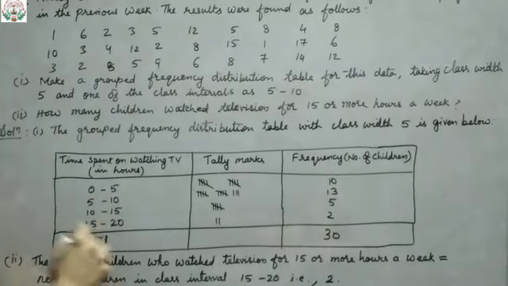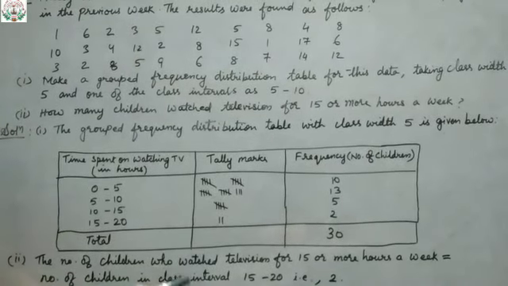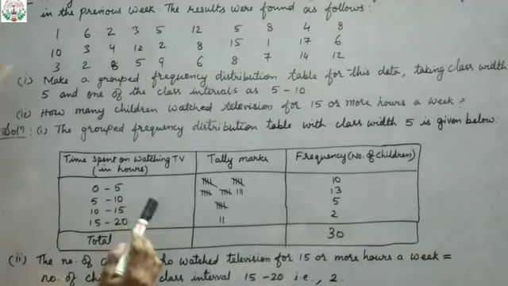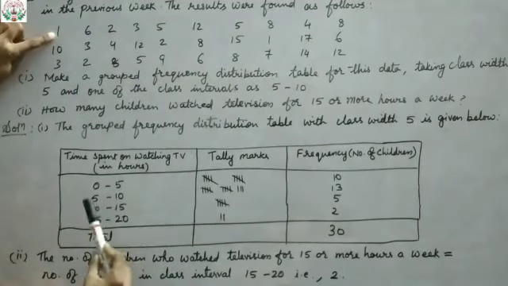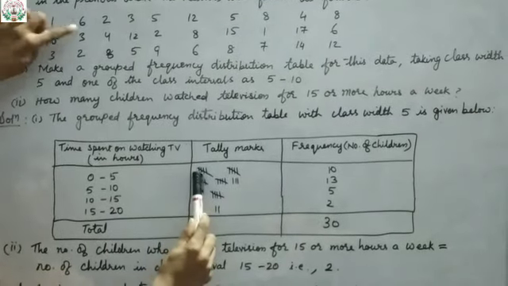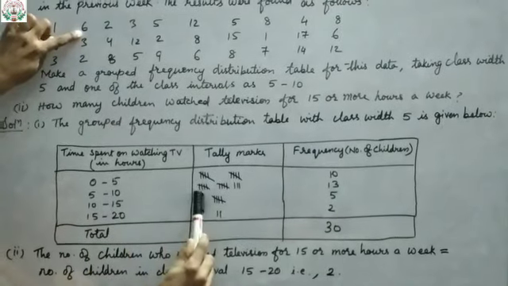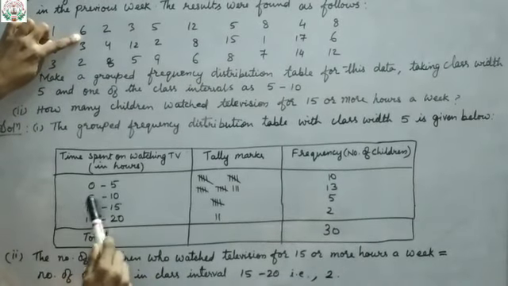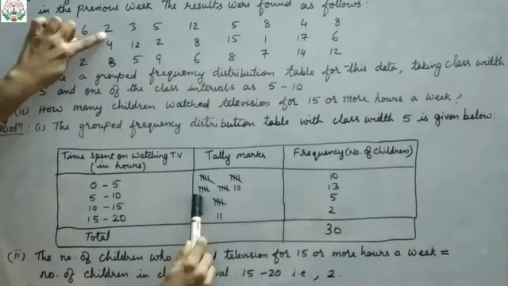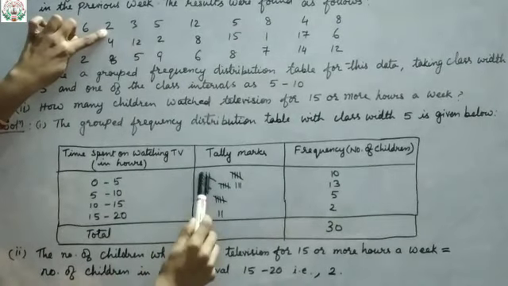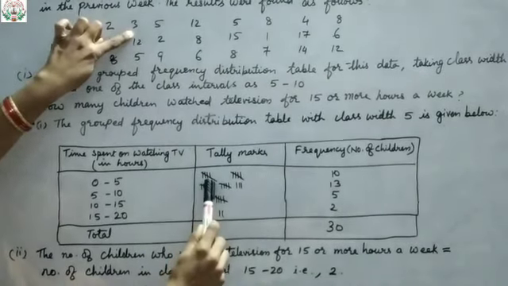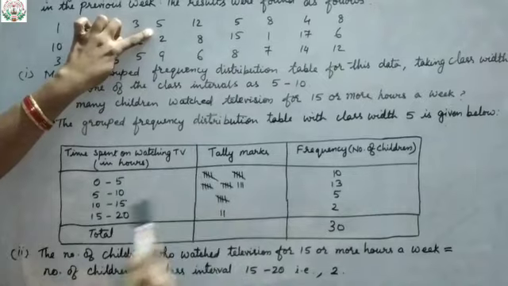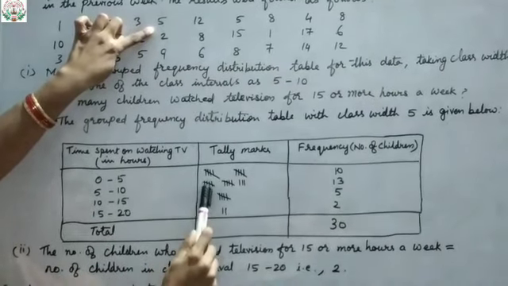Okay, whichever way is easy for you, follow that way. Suppose you are going serial-wise. First will come to the first one, second 6 will come to the second class interval, that is between 5 to 10, one line. Then 2 means 0 to 5, one more line. Then 3, one more line in 0 to 5. Then 5 means second one, it will come, second line.